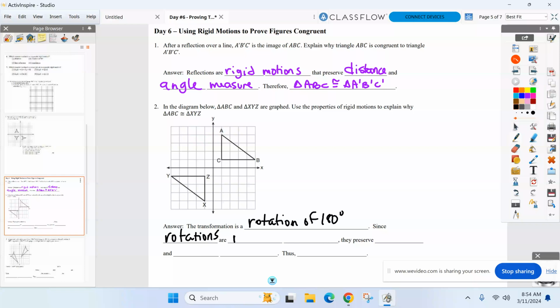Rigid. Okay, yep, you guys are already starting to pick it up. It's going to be the same wording every time. Our rigid motions, they preserve distance and angle measure. Thus, triangle ABC. Now be careful here because I don't call it prime. I called it XYZ.